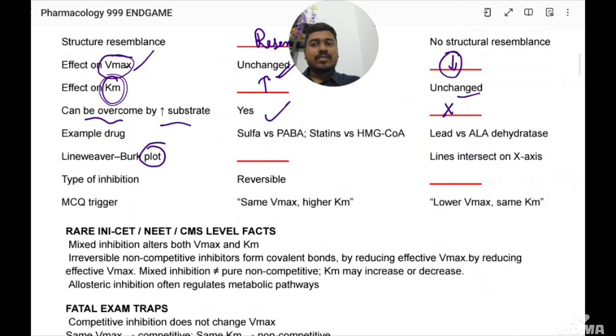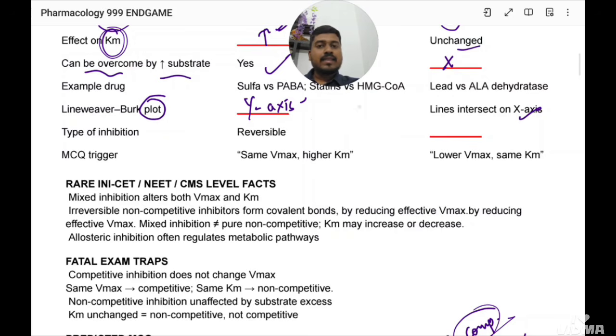Now, what happens in the graph, known as the Lineweaver-Burk plot. Lines intersect on the x-axis; x-axis means which one? Substrate, Km. Km is unchanged in which one? Yes, in non-competitive inhibition. In competitive inhibition, what doesn't change? Vmax doesn't change. Vmax is on the y-axis, so the lines intersect on the y-axis. Now which type of inhibition is this? This is reversible competitive. It can be reversible, and if there is covalent bond formation, then it is irreversible.